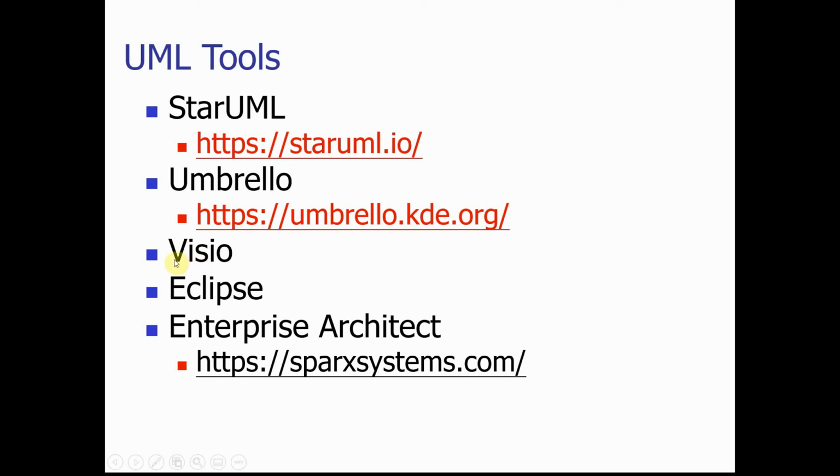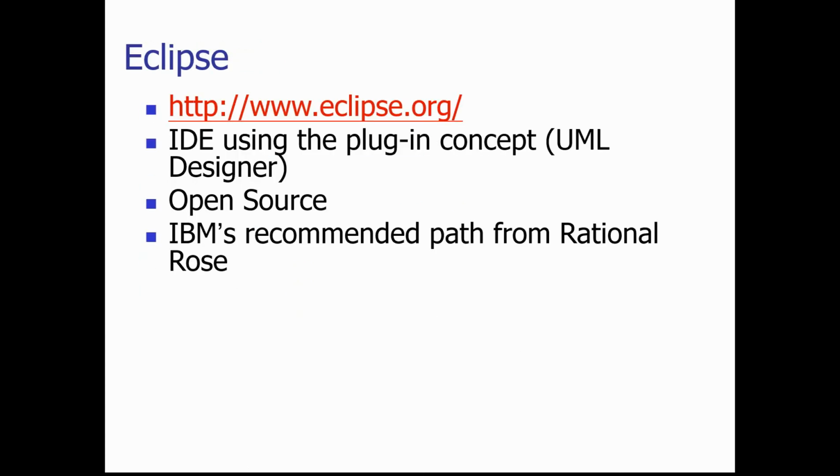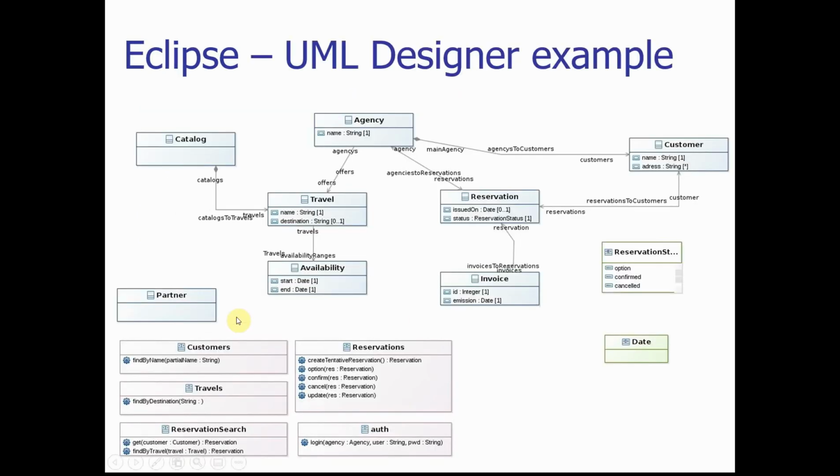And Visio. Here I ask you to install Visio and Enterprise Architect. And Eclipse has an add-on. If you write code, then Eclipse has a UML designer, which is also open source, and it will draw the class diagram for you. Once you have your source code, the Eclipse UML designer can extract the class diagram from the source code. So this one is also very handy if you use Eclipse.